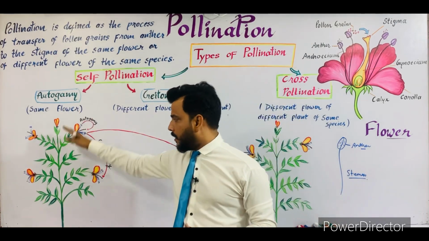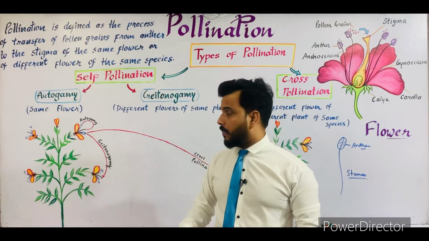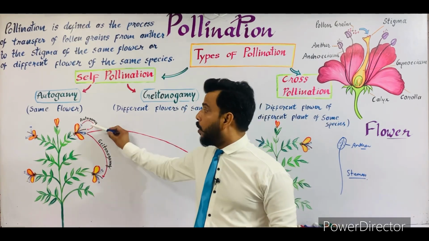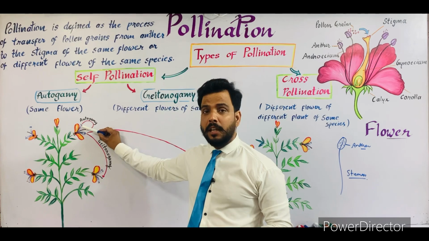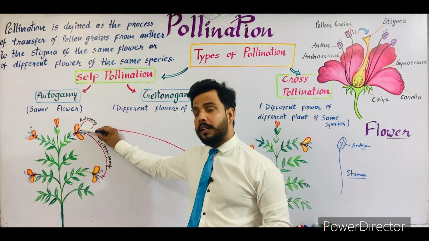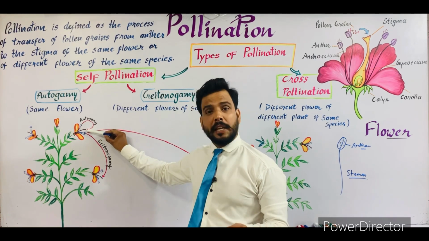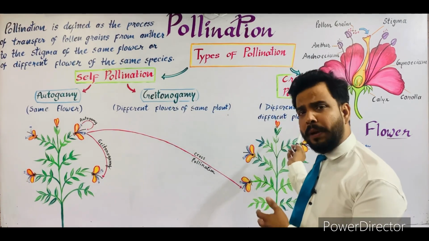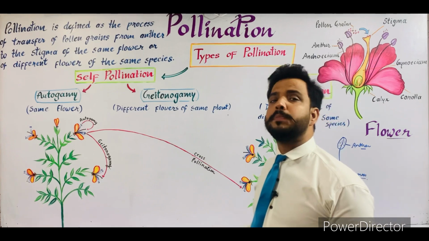Suppose that this is a plant, and this plant consists of numerous flowers. This is a single flower. Now the pollen grains are produced inside the anther. So if the pollen grains reach the stigma of the same flower or any different flowers of the same species or a different plant, this phenomenon is known as pollination.